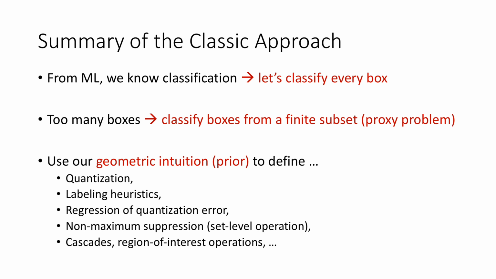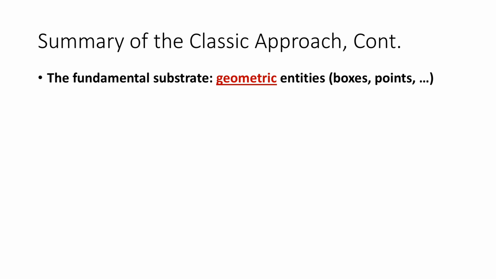This intuition has guided the design of quantization, labeling heuristics, how the regression task is parameterized, algorithms for performing non-maximum suppression, cascades, region of interest operations, and so on. What I want to highlight here is the use of geometric entities, such as boxes and now commonly points. I refer to these as the fundamental substrate because it is the underlying layer upon which everything else is built. The detector makes predictions for each quantized box, and during training, each quantized box is compared to the ground truth in order to derive its labels.